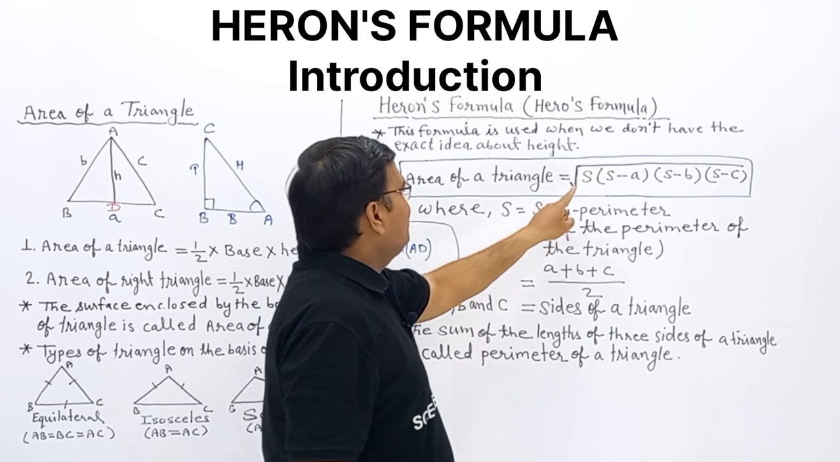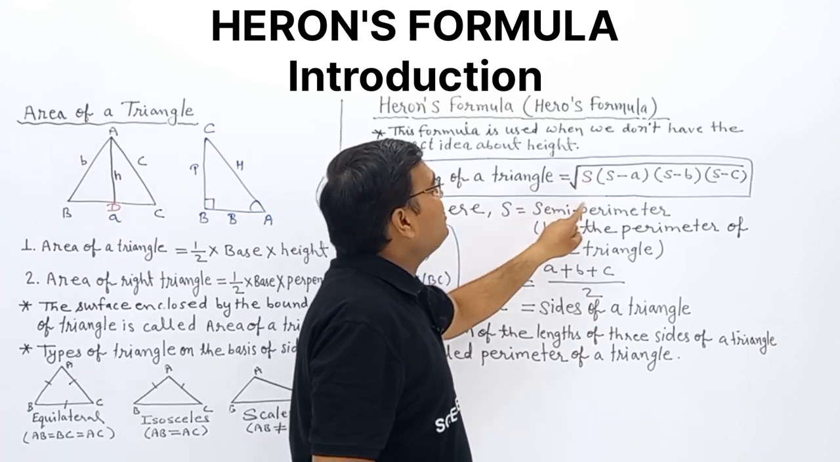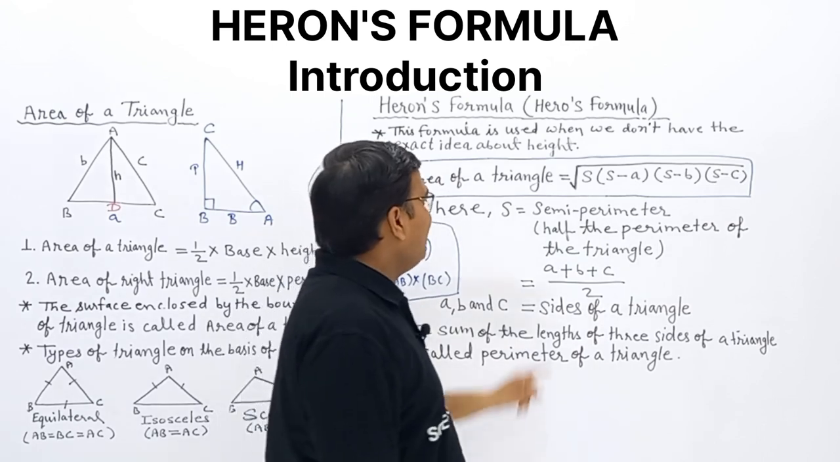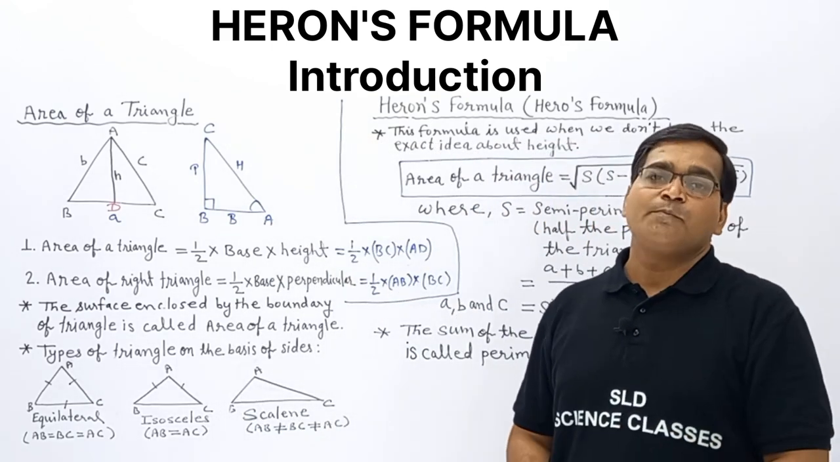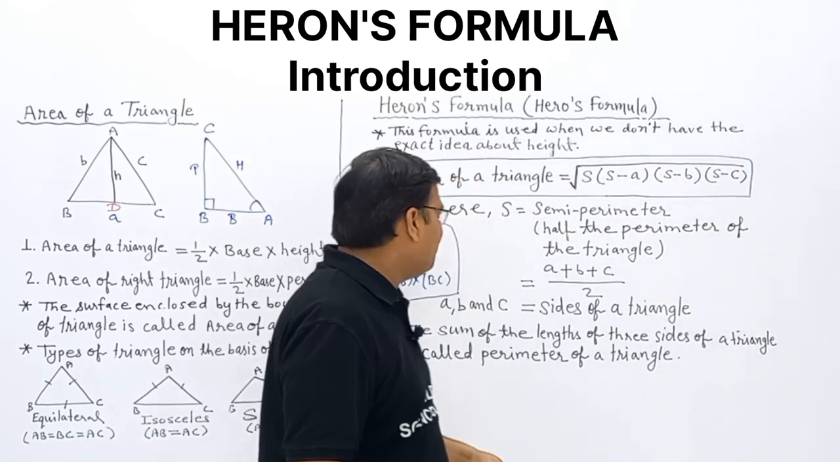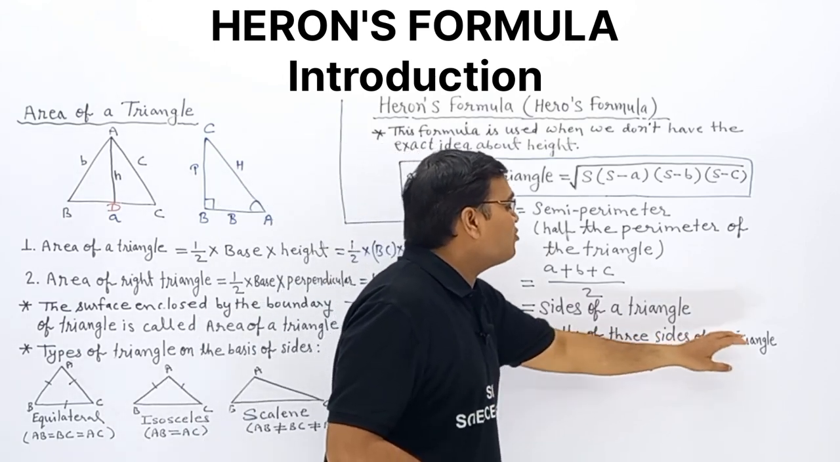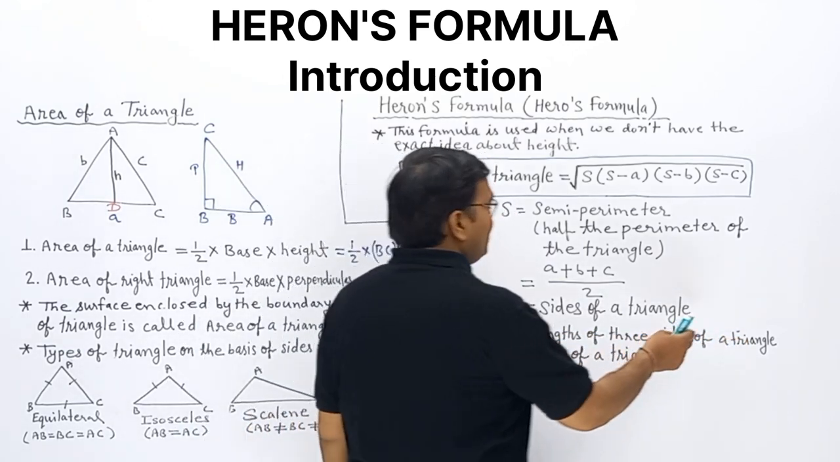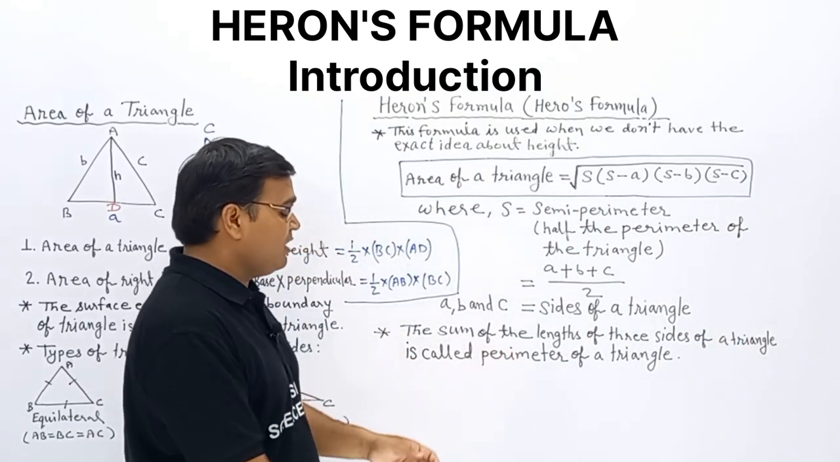So there, where s equals what? Semi-perimeter. What is the meaning of s? S is the semi-perimeter. First we should know the perimeter. What is the perimeter? The sum of the lengths of the three sides of a triangle is called the perimeter of a triangle.